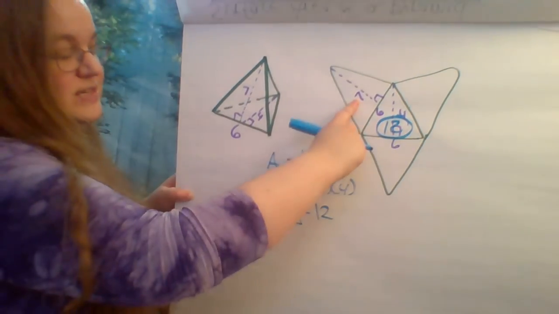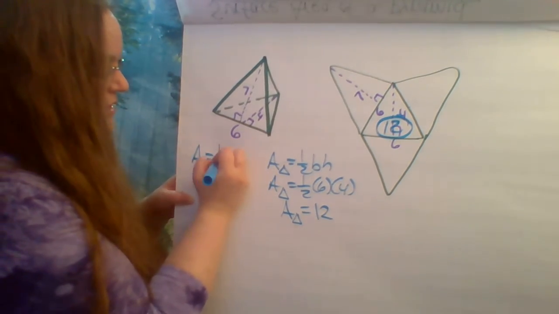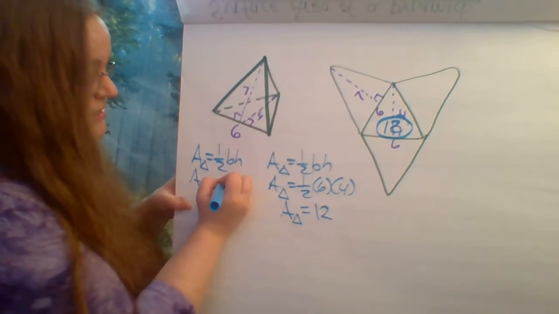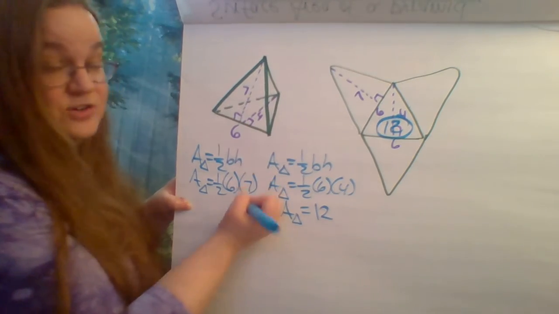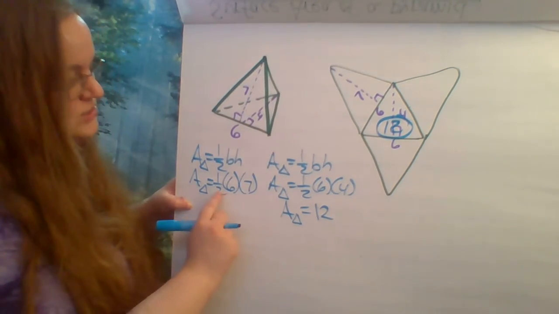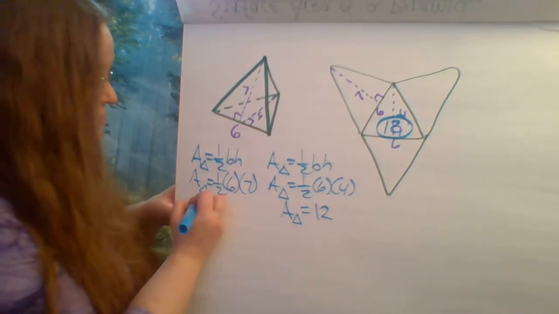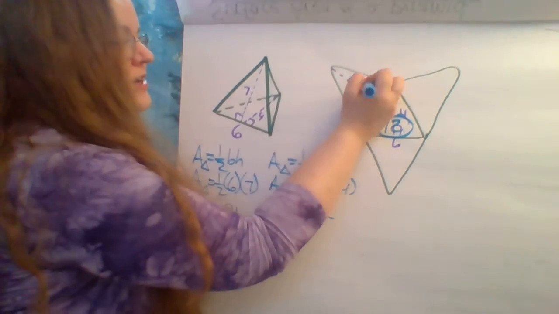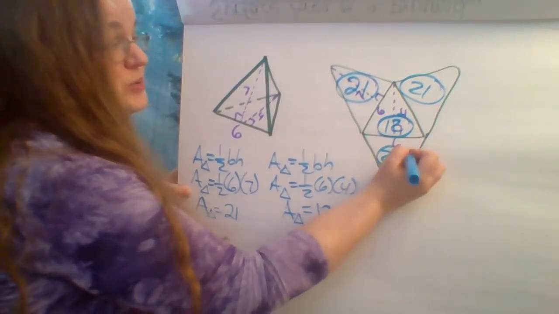Then I'm going to work on this triangle, and these are not drawn to scale, I'm sorry. 1/2 base times height. So the base is 6 still, but the height of that triangle is 7. So 1/2 of 6 is 3, times 7 is going to be 21. So this area is 21, this area is 21, and this area is 21.